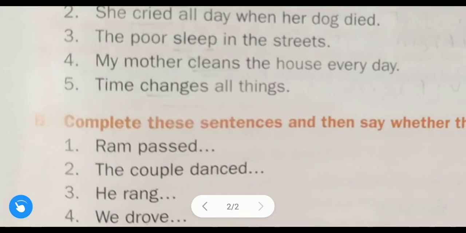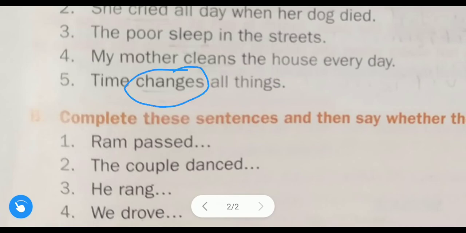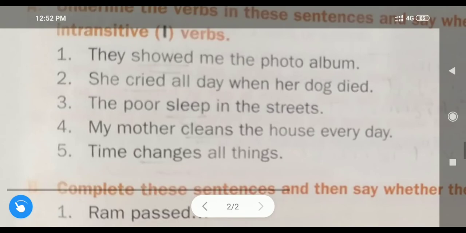Okay, so let us frame the question: what does time change? What does time change? So the answer is all things. Time changes all things. What is the answer? All things is the answer. You got the answer, which means what? The object receives the action of the verb. Okay, and hence the verb changes is the transitive verb. Understood? Clear? I hope you have understood.